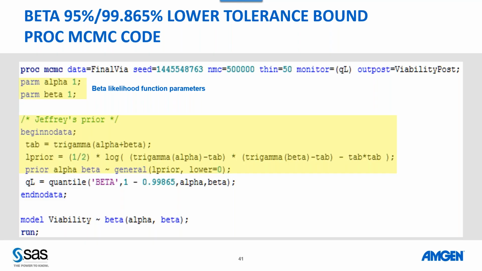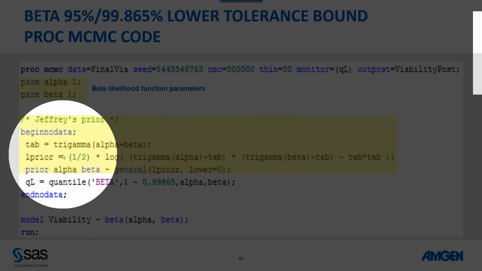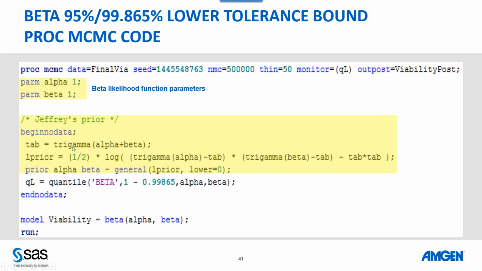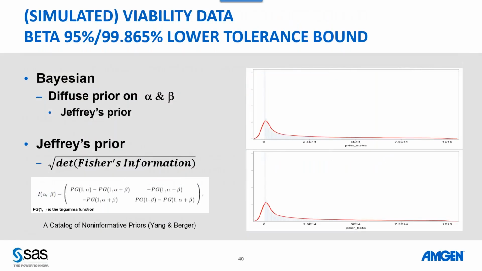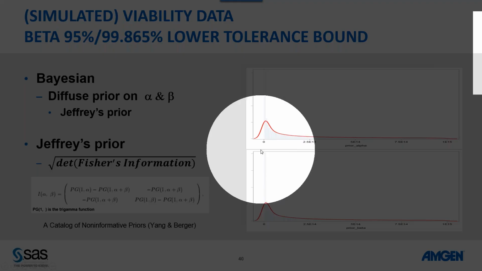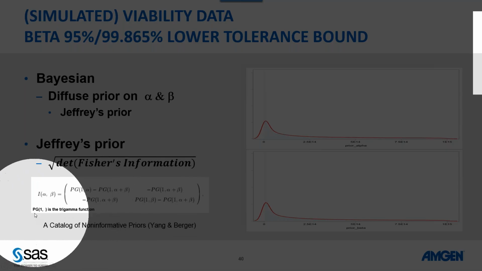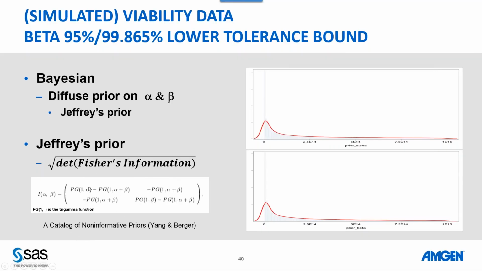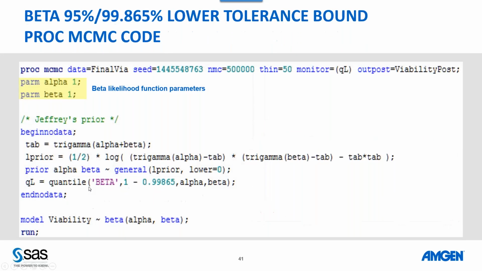And the thing is that SAS has a lot of functions. SAS does have the trigamma function, which is the function that is part of the Fisher information. This PG function here, I forgot to mention, the PG1, that's the trigamma function. Okay? There's one more thing I would like to point out.